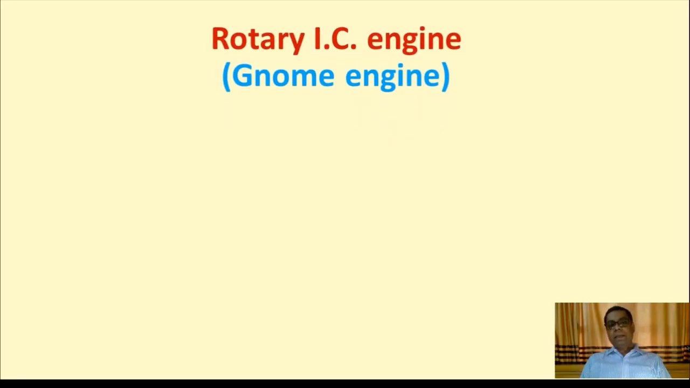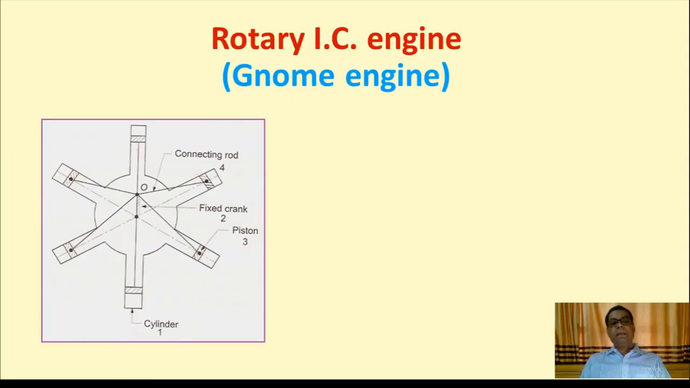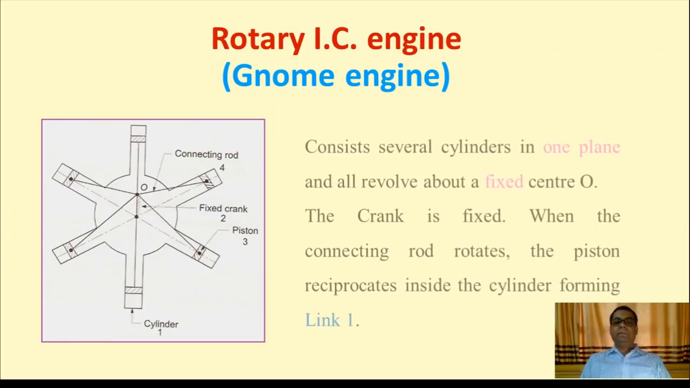Next comes the rotary IC engine or gnome engine. Over here you can see that there are a number of piston cylinder arrangements. In this particular figure there are 6. It may be more than that also. The piston cylinder arrangements are arranged in such a way that when there is expansion in one particular set of piston cylinder, then there will be compression for another, then intake for another, and exhaust for another.